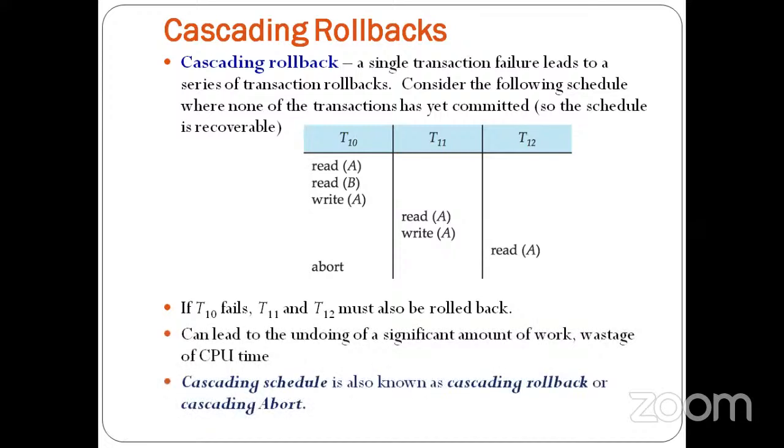So by using cascading rollbacks, it can lead to a significant amount of wasted CPU time. So cascading schedule is also known as cascading rollback or cascading abort.